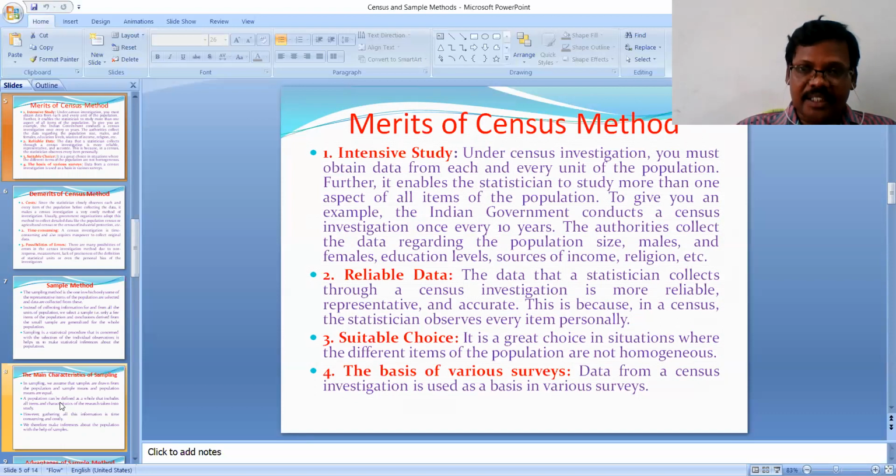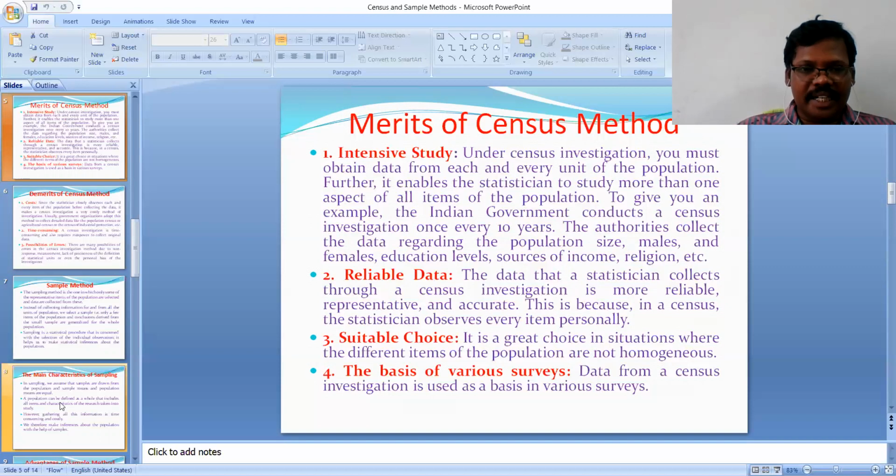Because under this census investigation, we must obtain data from each and every unit of the population. Since we are taking the information from all the people, it enables the study of more than one aspect of all items of the population. To give you an example, the Indian government conducts a census investigation once every 10 years.